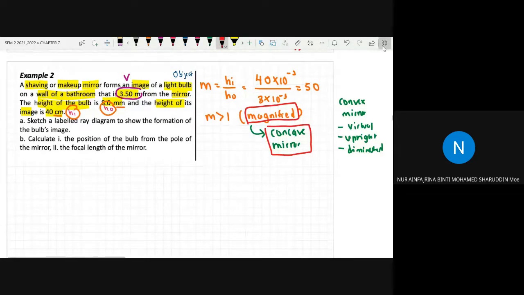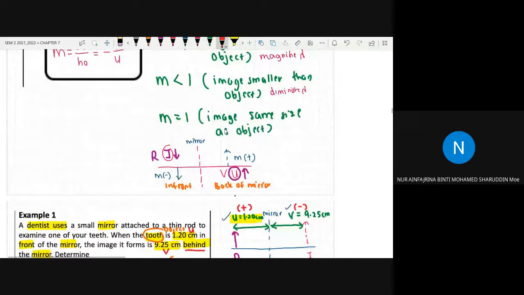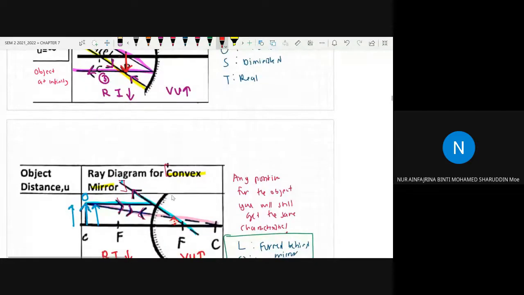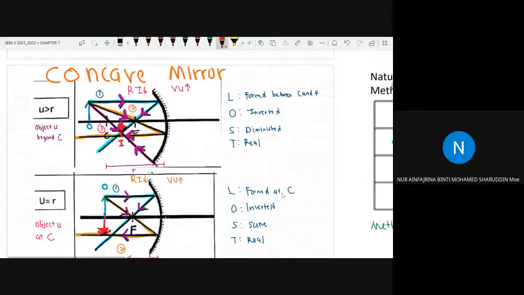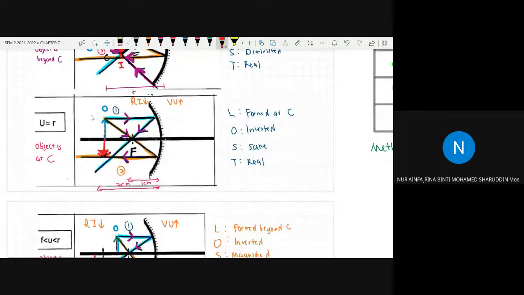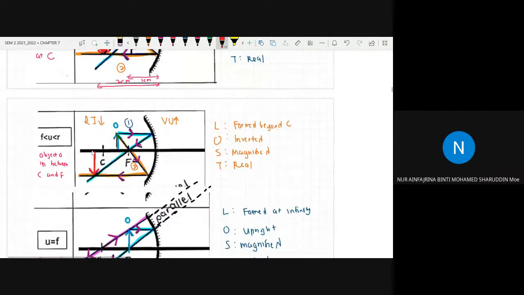Okay, tengok balik. Kat mana kita nak letak objek kita? Convex mirror tak boleh pakai, sebab dia diminish. Cannot. Okay, sekarang kita check satu-satu. Ingat ya, kita punya maklumat, dia adalah concave mirror dan dia adalah magnified. Kalau Miss letak objek ni beyond C, kita akan dapat diminish. So, tak boleh. Bila Miss letak objek dekat center of curvature, dapat same size, tak boleh. Bila Miss letak objek in between center of curvature dengan focal point, Miss boleh dapat magnified. Okay, tick je dulu.